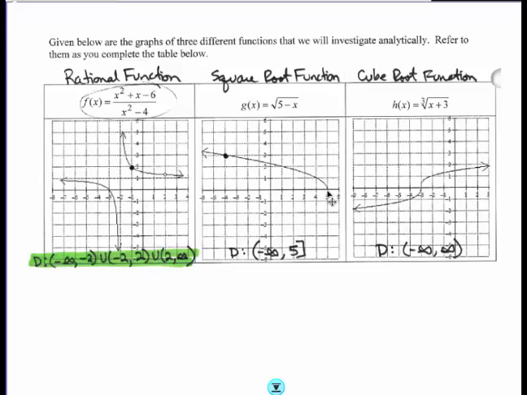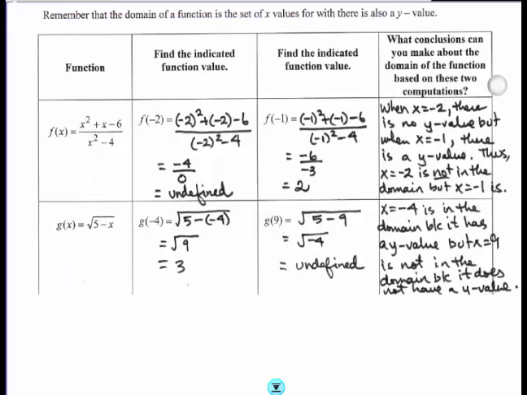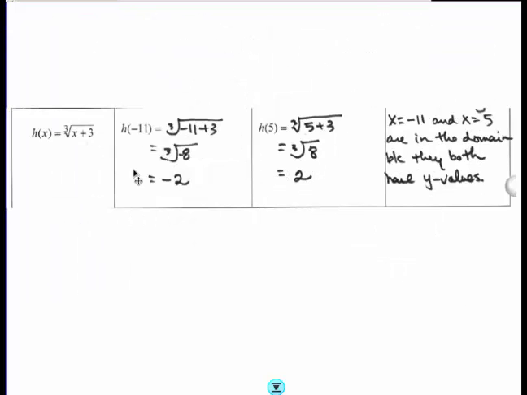We're okay plugging numbers in until we get to 5. And then anything bigger than 5 is not going to work because when we plug them in, we're going to get a negative under the square root. And we'll get more into analyzing that tomorrow. For the cube root function, if I plug in negative 11, I work it out and I get negative 2, which is okay. And if I plug in 5, I work it out and I get 2. So both of them are in the domain here, and really everything's going to be in the domain for this cube root function. There's not going to be any issues as we're looking at it.